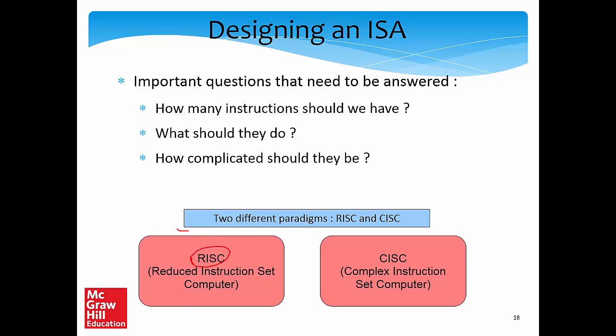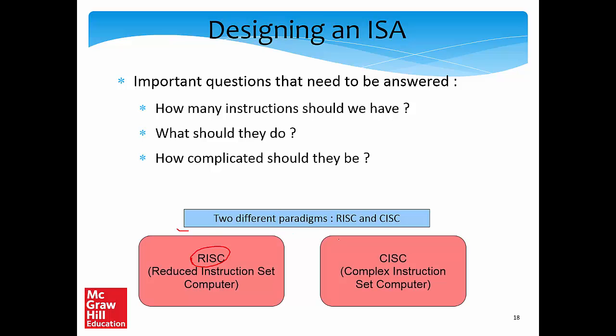Here the idea is that we'll have a fewer set of instructions. The instructions themselves will be really simple, such that it is very easy to understand them inside a processor. So ARM processors, which are typically used in all the cell phones, are examples of RISC processors.